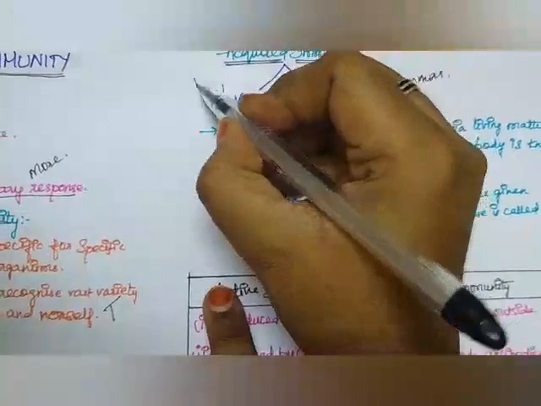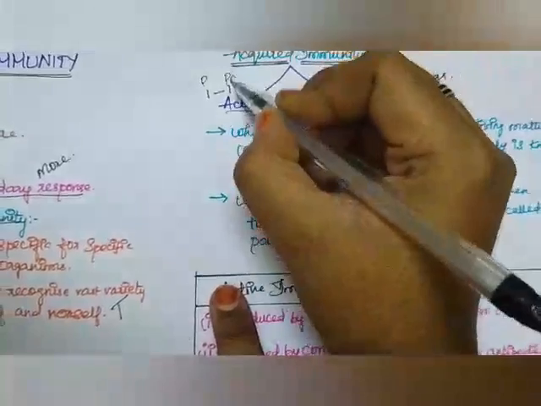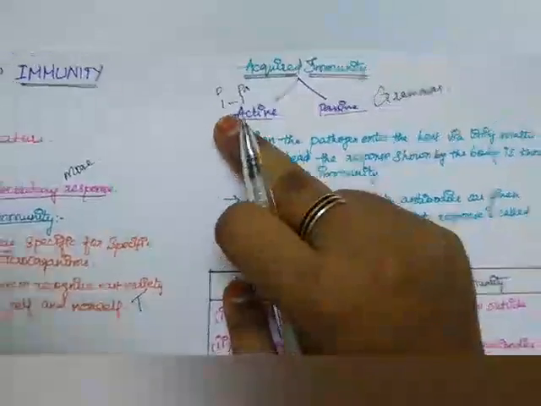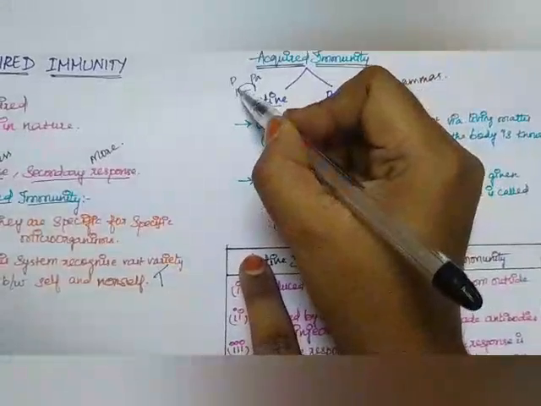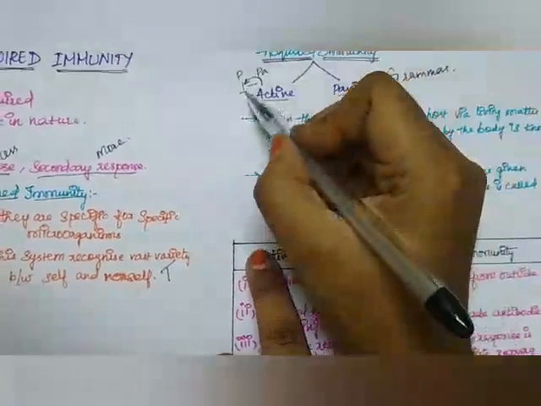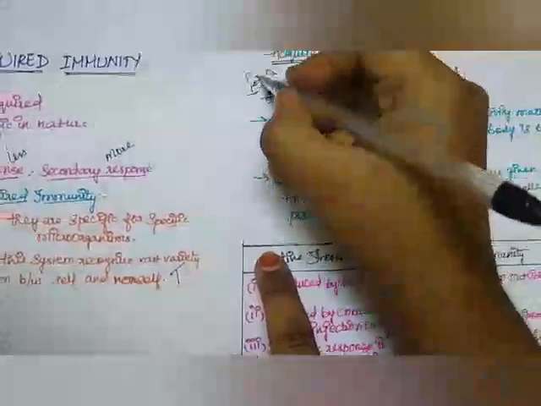So for example, if we consider person 1 as the person, next is the pathogen. So person 1 is the person and person 2 is the pathogen. When the pathogen enters our body, the host system, or the person, responds to it.